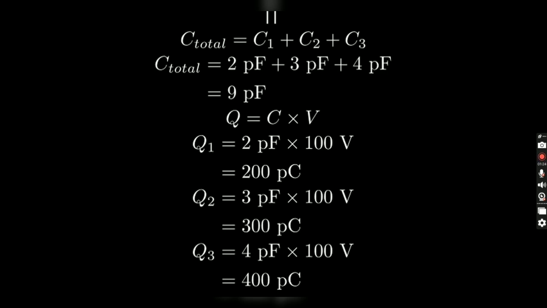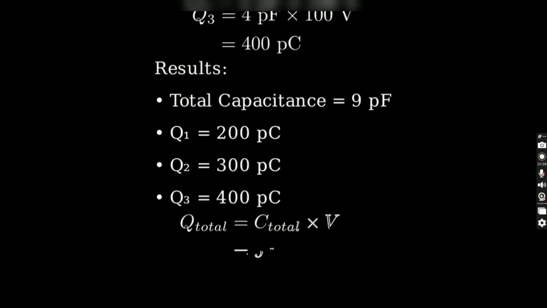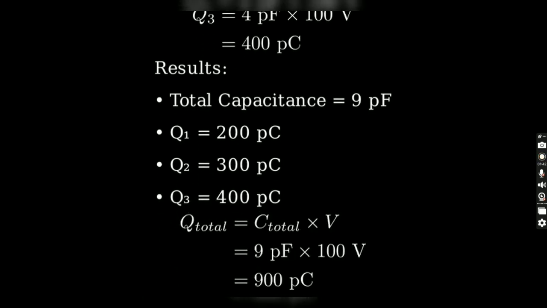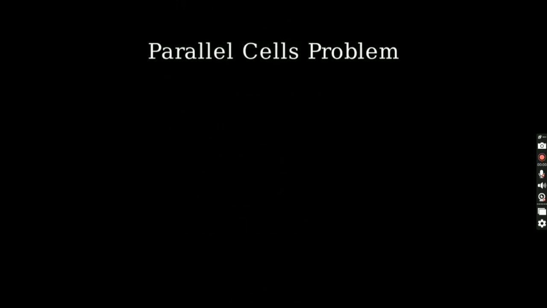Let's summarize our results. The total capacitance of our parallel combination is 9 picofarads. The charges on the capacitors are 200 picocoulombs on C1, 300 picocoulombs on C2, and 400 picocoulombs on C3. Notice that the total charge is 900 picocoulombs, which equals our total capacitance of 9 picofarads times 100 volts.